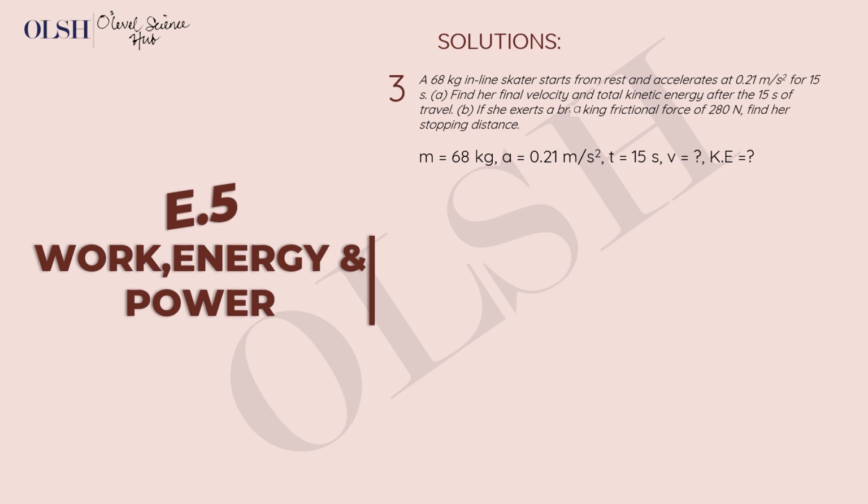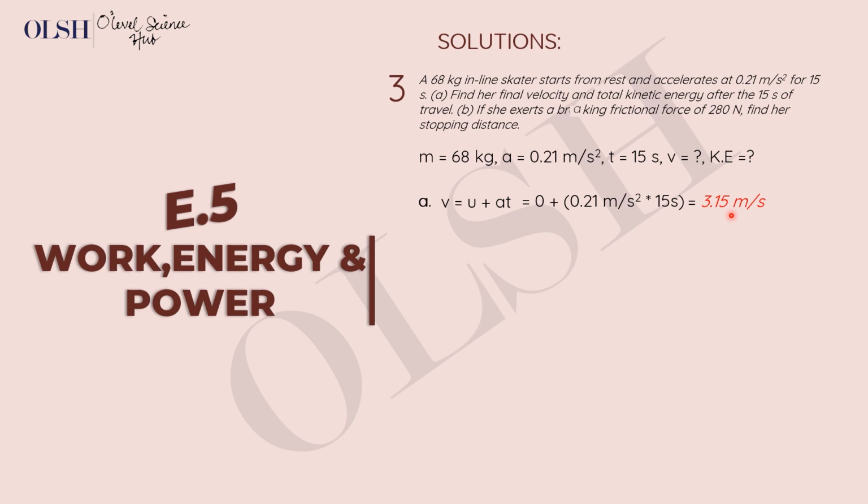For the first question, A, we have to think of what formula to use to get velocity. Okay, that's the final velocity after 15 seconds. All right, we know her initial velocity is 0, which you can see here. It starts from rest. So we'll use the formula v equals u plus at, where initial velocity is 0. Acceleration, of course, we have that to be 0.21 meters per second squared, and we have our time to be 15 seconds. So if we solve that, we have 3.15 meters per second as the final velocity.